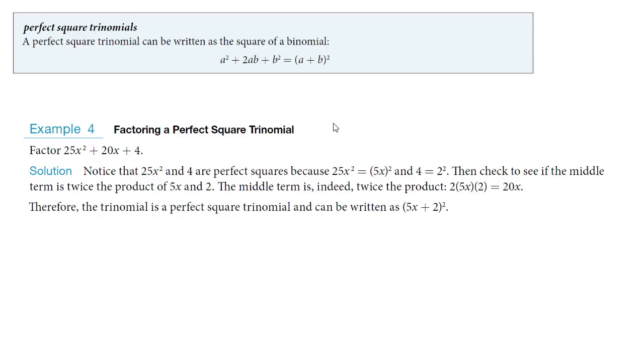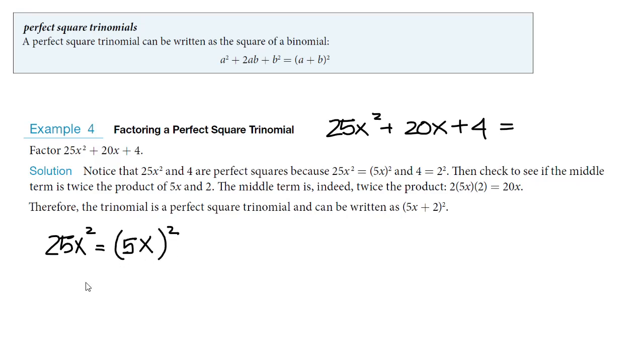Example 4 asks us to factor 25x squared plus 20x plus 4. So the first thing I do is look at the very first term. 25x squared is actually a perfect square. It's 5x all squared. So that means a in this case equals 5x when I'm looking at my perfect square trinomials formula here. Then I look at the very last term, 4 of course, and that equals 2 squared, so that's also a perfect square, and that means that b equals 2.